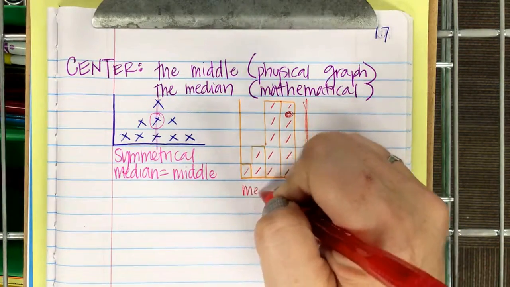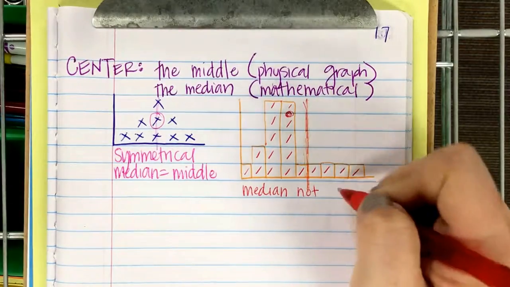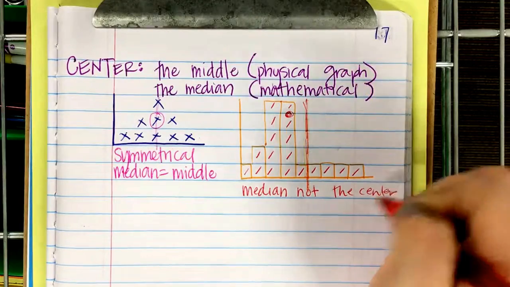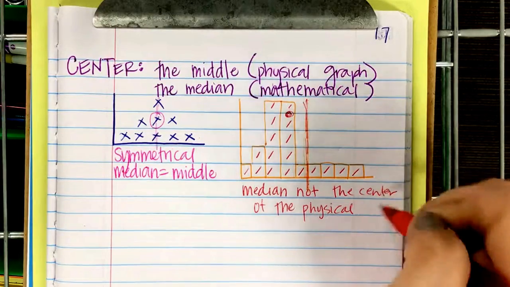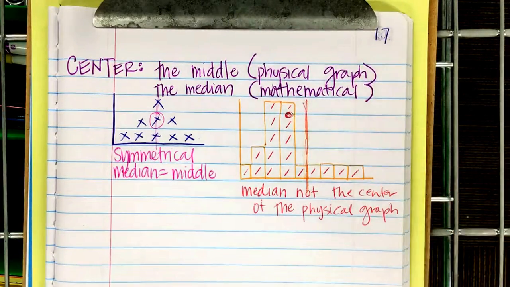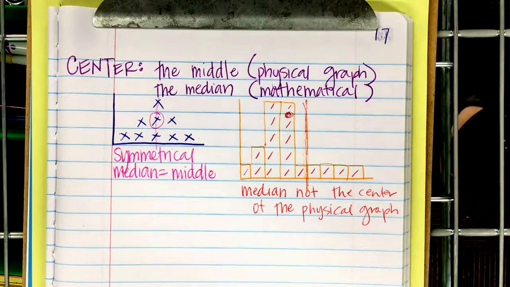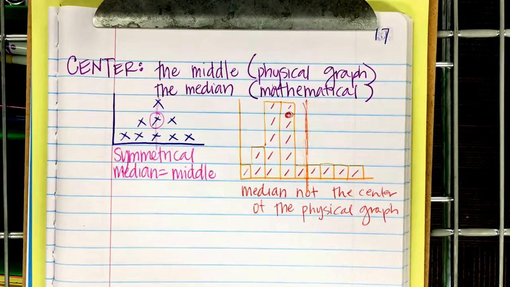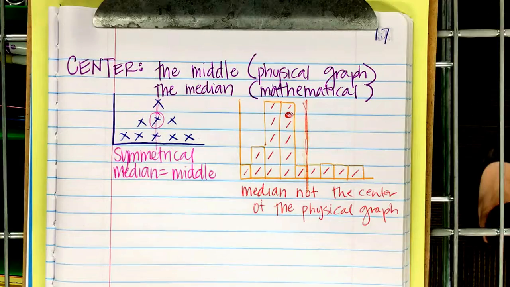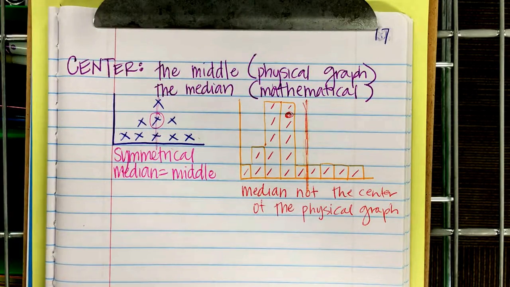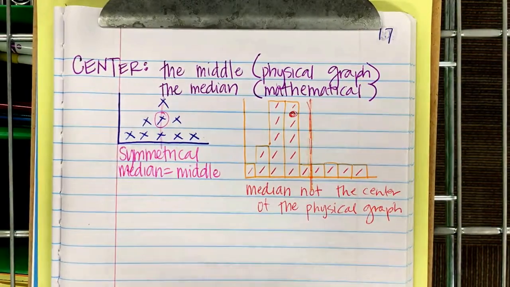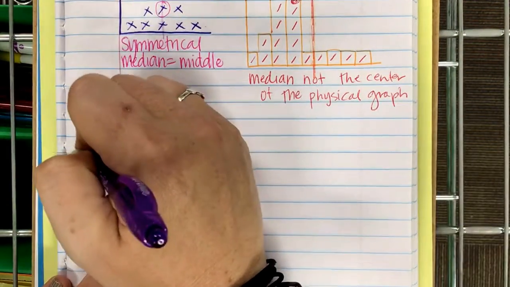So we'd say that the median is not the center of the physical graph. Because again, we've got those really high pieces of data on the left side and really low pieces of data on the right side. So it's pushing the middle and the median further and further away. Shape, outlier, center. The last one is spread.